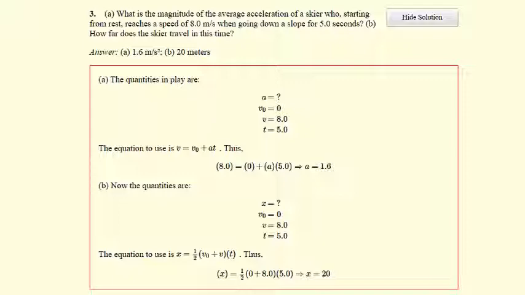All right. So when I look at this word problem, my first step is to take those words and turn them into data. I just reread it. What is the magnitude of the average acceleration? Acceleration is a. What is a? I don't know. In fact, it's what I'm being asked for. So I'm going to write it down with a question mark to remind myself that's really the focus of the solution.